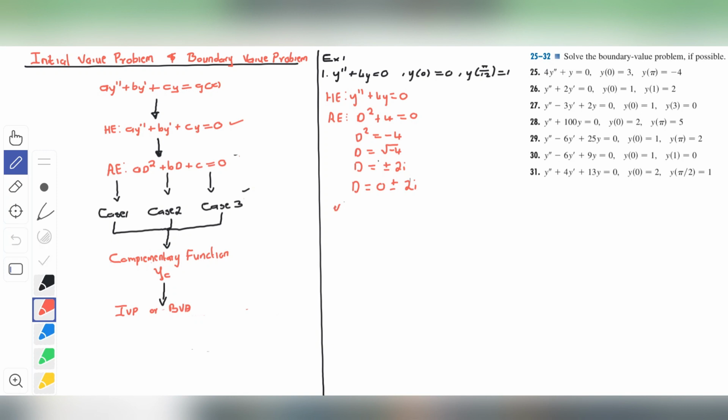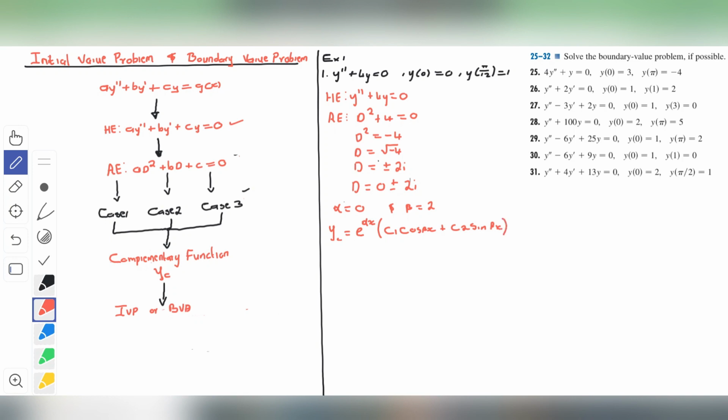So now we can see that our alpha is equal to 0 and our beta is equal to 2, right? Because we have complex roots, we are going to use case 3. Case 3 says we're going to have e to the alpha x multiplied by c1 cosine of beta x plus c2 sine of beta x.